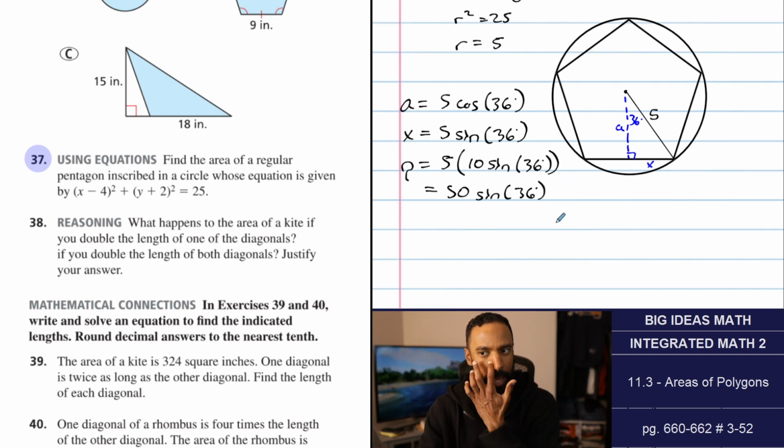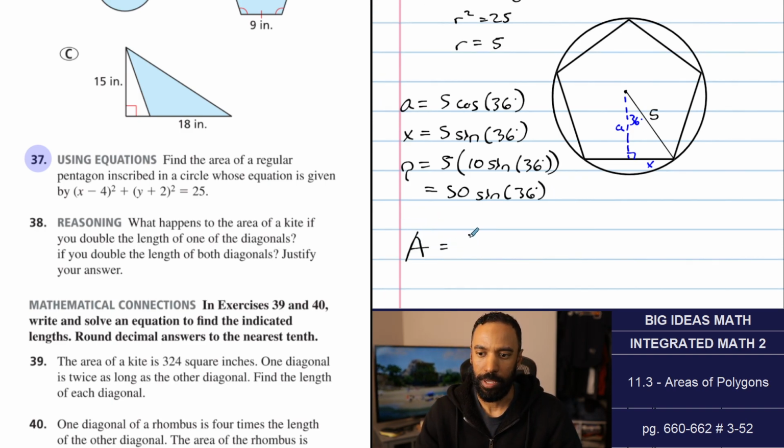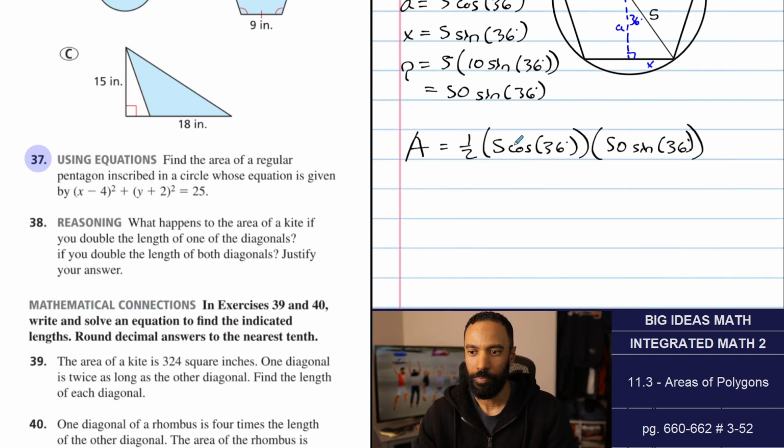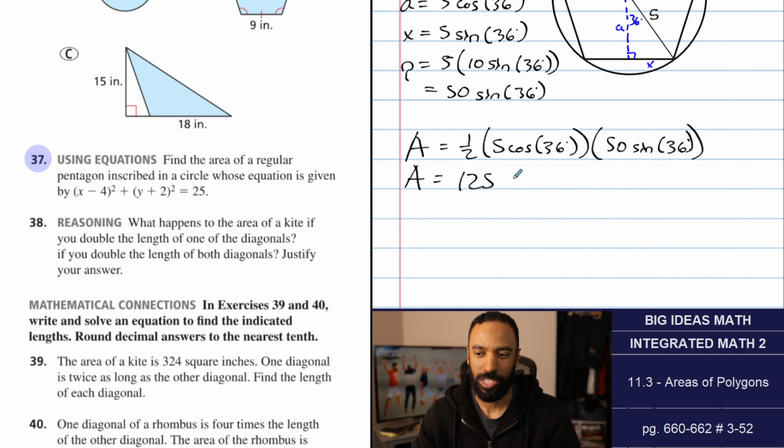So your area of this pentagon is going to be 1/2 times 5 times cosine of 36 times 50 times sine of 36. I feel like we've done these numbers before. I don't know if it was a pentagon that we did it for, but we did do 125 on this once. Let's see if this next number sounds familiar. Maybe it's not exactly the same.